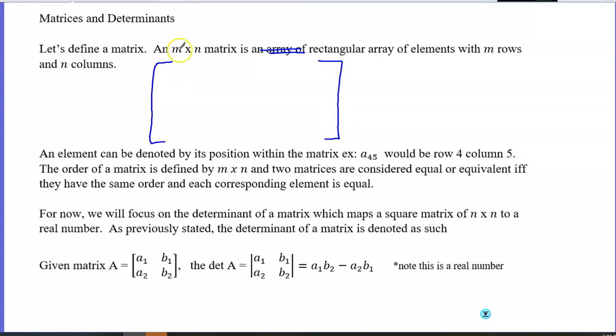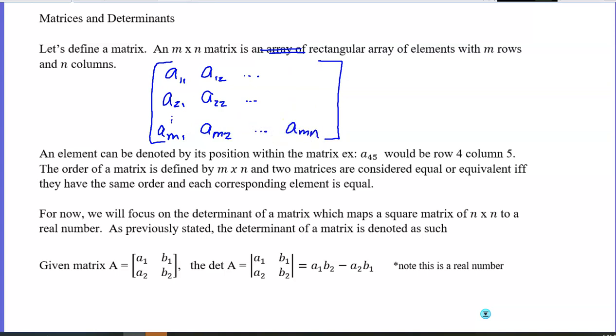I'm going to let the elements each be a letter with a subscript. So a sub 1,1, this would be a sub 1,2. It's not 11 and 12, it's 1,2. And then this would keep going. The next row would be a sub 2,1, a sub 2,2, and I could keep going down this way as many rows as I wanted. So if this had m rows, my last row would be a sub m1, a sub m2, and this would go all the way until a sub mn.